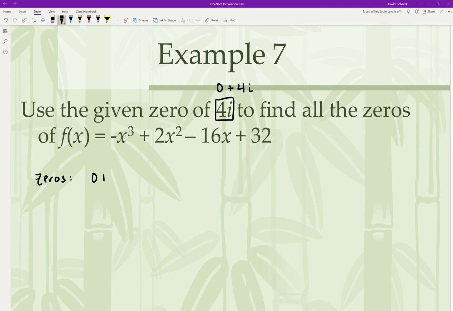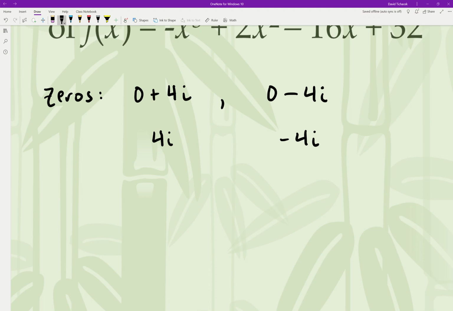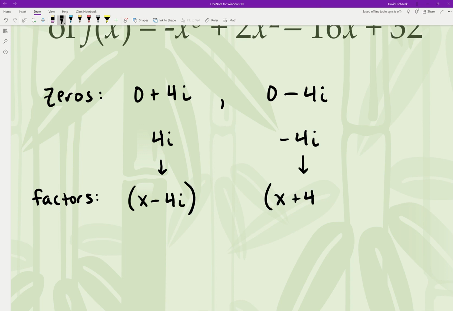We have 0 + 4i, and we also automatically know that we have its conjugate as well. We have 0 - 4i. Of course, I'm not going to write these like this whenever I move on. I'm just going to write this as 4i, and then this over here would be -4i. Keep in mind what we've said before in the past: if we have these zeros, then these correspond to algebraic factors of this polynomial. In the case of the 4i, that would look like x - 4i. And in the case of the -4i, it would be x + 4i.